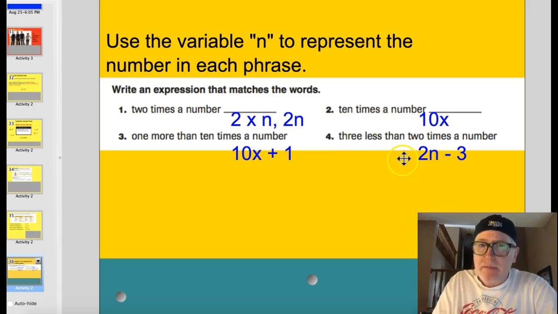And 3 less than 2 times the number. Well, here's the 2 times the number, and here's that 3 less. Now, the order's a little quirky on that one, but it's 3 less than 2 times the number. So we have to start off with this 2 times the number first.